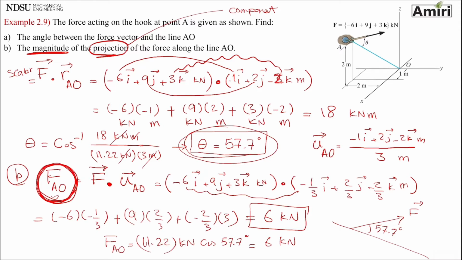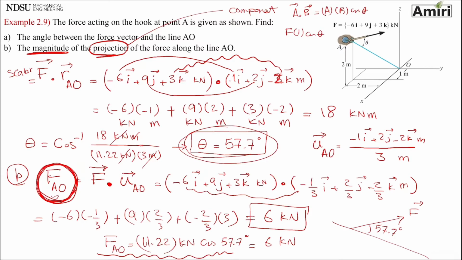What do I mean by that? Remember, I'm going to write it up here. A dot B as a vector was magnitude A, magnitude B, cosine of the angle between them, right? So when you say F dot unit vector of AO, it means magnitude of F, magnitude of unit vector, which is 1, and cosine of the angle between them. That is why we just simply use dot product to find the component.